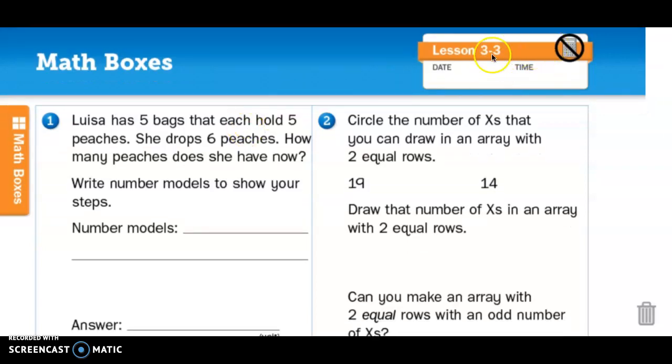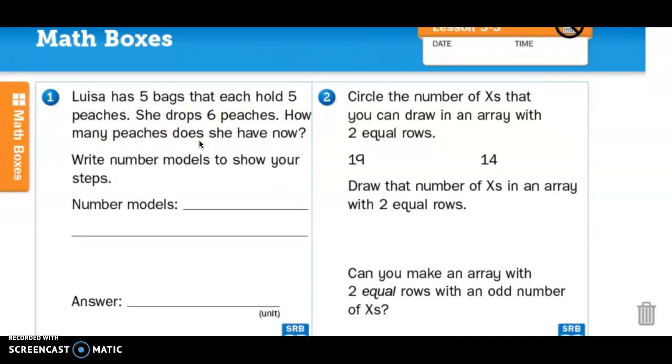Okay, and 3-3 math boxes. Number 1 says Louisa has 5 bags that each hold 5 peaches. She drops 6 peaches. How many peaches does she have now? Write number models to show your steps.